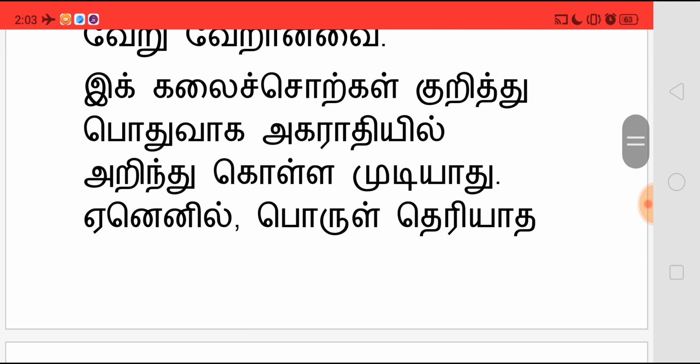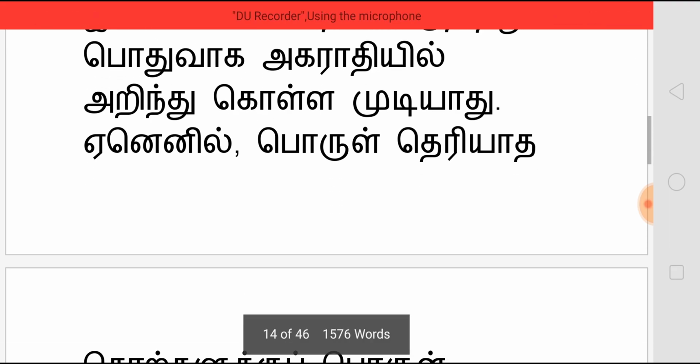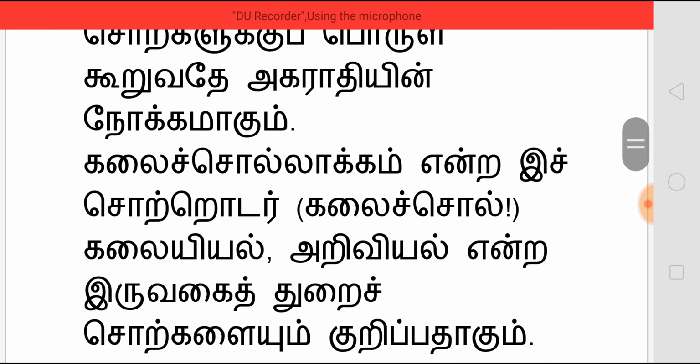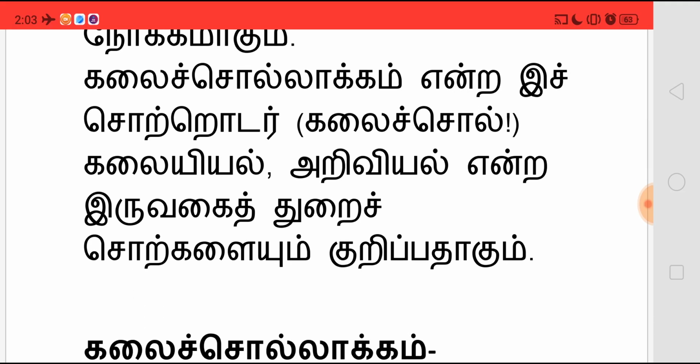And we cannot find these Kalai Sorkal in a dictionary, because a dictionary only gives you the meaning of the words, but it will not give you new words for a word which is in another language. And these Kalai Solkal must be created in both Kalaiyal and Ariviyal, and this is based on these two departments.